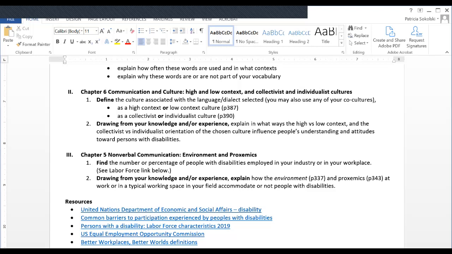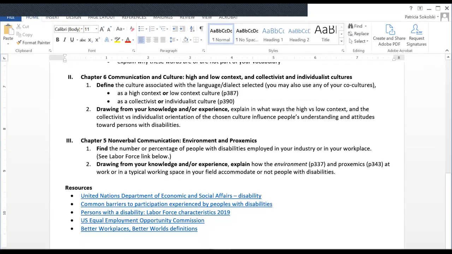And for the chapter on nonverbal communication, slightly different, they'll go into their field of study, what they're going to do for their careers and or their workplace. And I'm asking them to find the number or percentage of people with disabilities employed in their industry or workplace, and then drawing from their knowledge and or experience, explain how the environment and proxemics, as understood in communication, how these two at work or in a typical working space in their field accommodate or not people with disabilities.